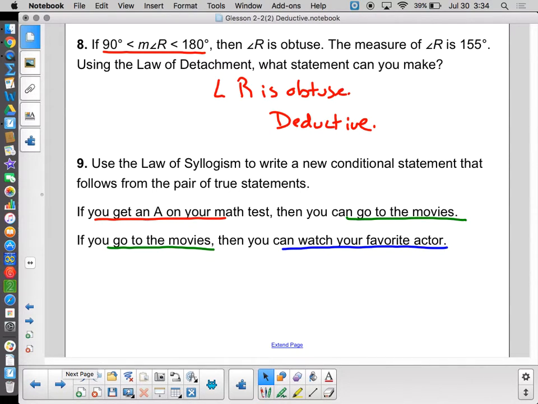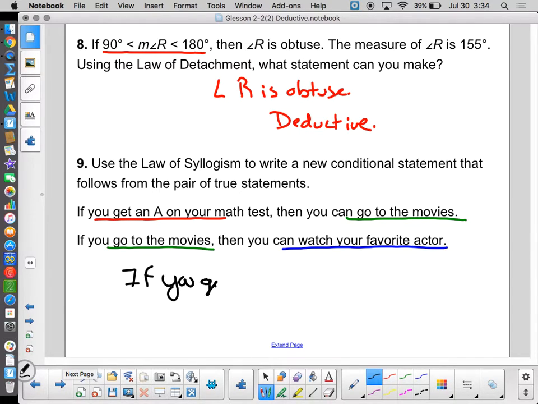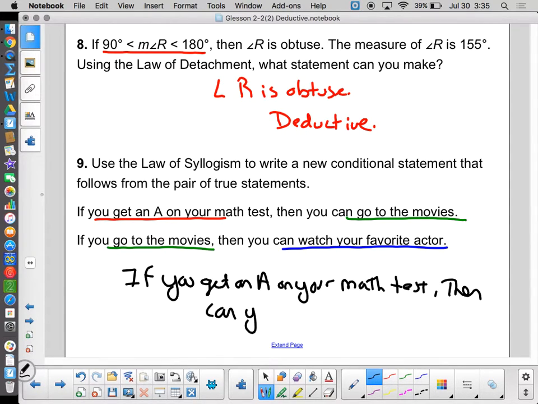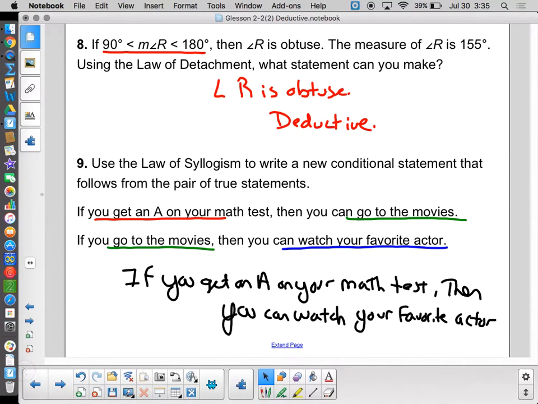Therefore, I can use the law of syllogism to shortcut this. If you get an A on your math test, then you can watch your favorite actor. So that's what syllogism does.